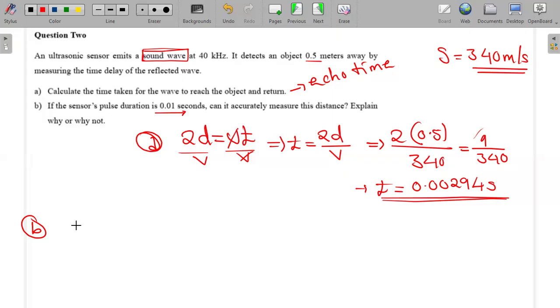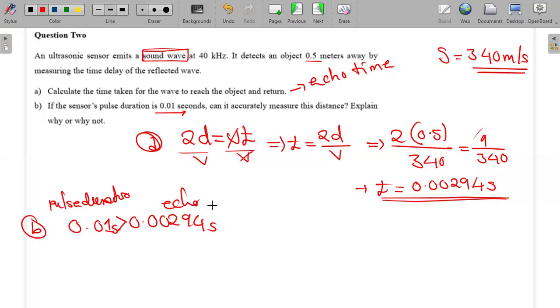We can conclude that the pulse duration, which is 0.01, is greater than 0.00294 seconds. The pulse duration is greater than the echo time, which means when the echo is returning, the sensor is still transmitting its pulse. The sensor is still transmitting its pulse when the echo returns.